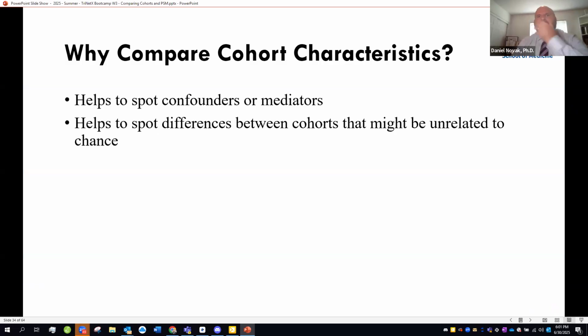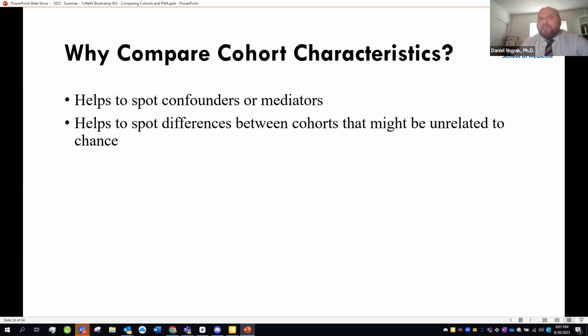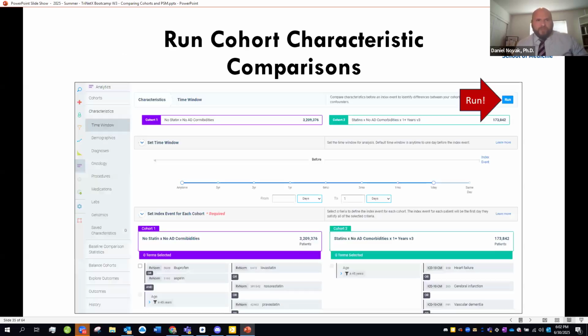Next, we're going to talk about the cohort comparisons in the characteristics menu. This is really important because we're going to use the characteristics menu to help spot confounders or mediators. We're going to talk about those definitionally in just a moment. And it helps to spot differences between cohorts that might be unrelated to chance. There may be some underlying feature of the cohort that's causing them all to express this common series of events or common set of medical outcomes. And those common characteristics can really mess up your analysis. And we're going to talk a little bit about how that works in just a moment.